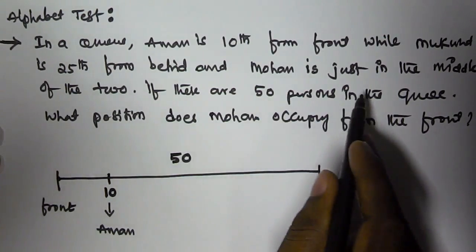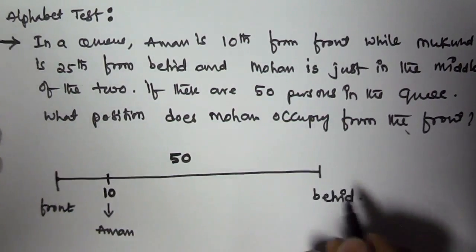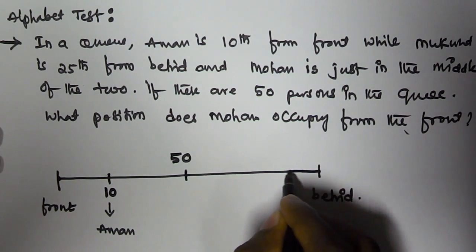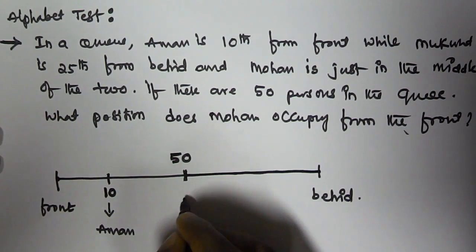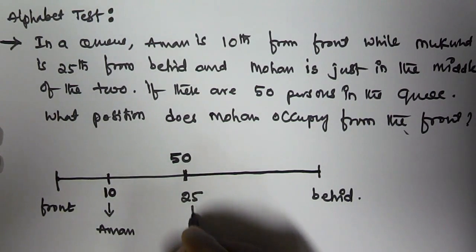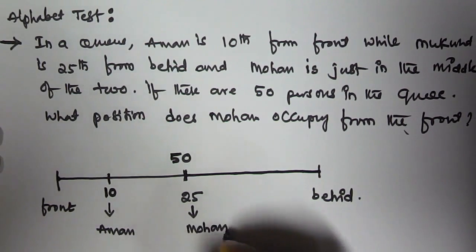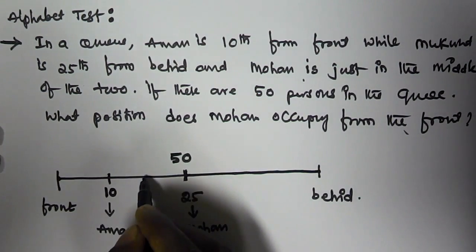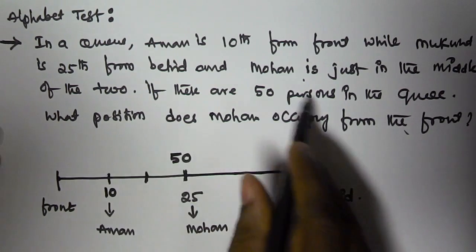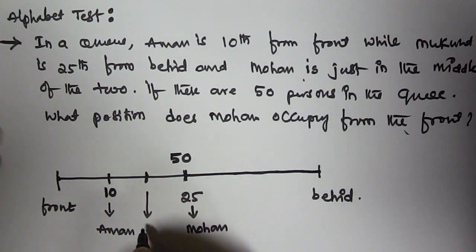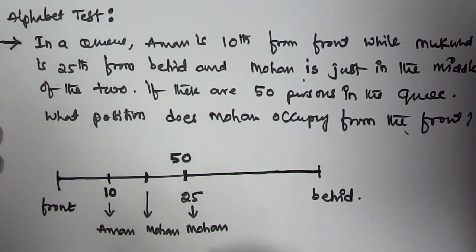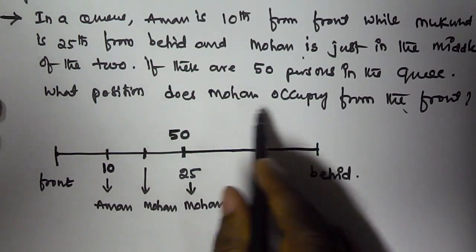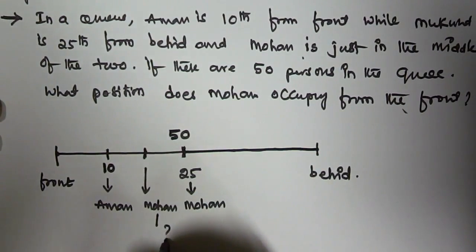And Mukund is 25th from the behind. So somewhere from this direction, Mukund is at 25th, and Mohan is just in the middle of the two, somewhere between the two. And we have to find the position Mohan occupies.